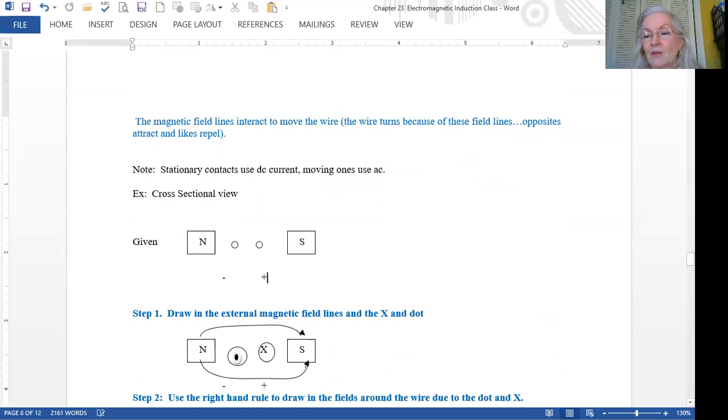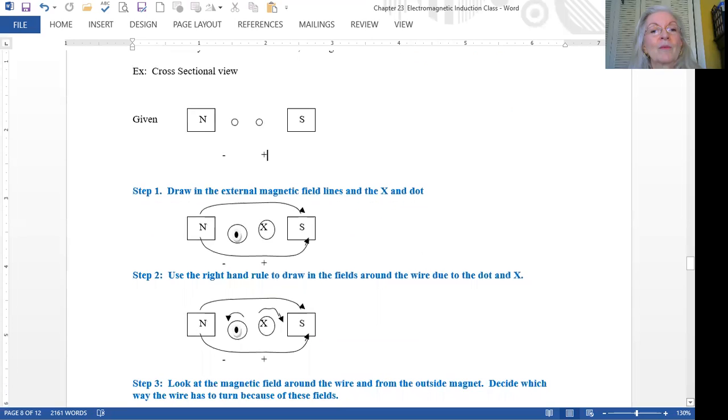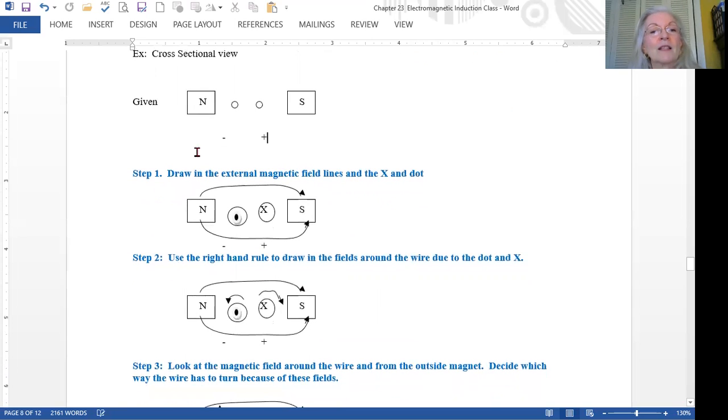Okay, let us look at our first example. So our cross-sectional view, north is on the left, south is on the right, plus is on the right, minus is on the left. So first thing, you draw in the external magnetic field line. So we go from north to south. We know that plus gets the X and we know that minus gets the dot. So the X and the dot.